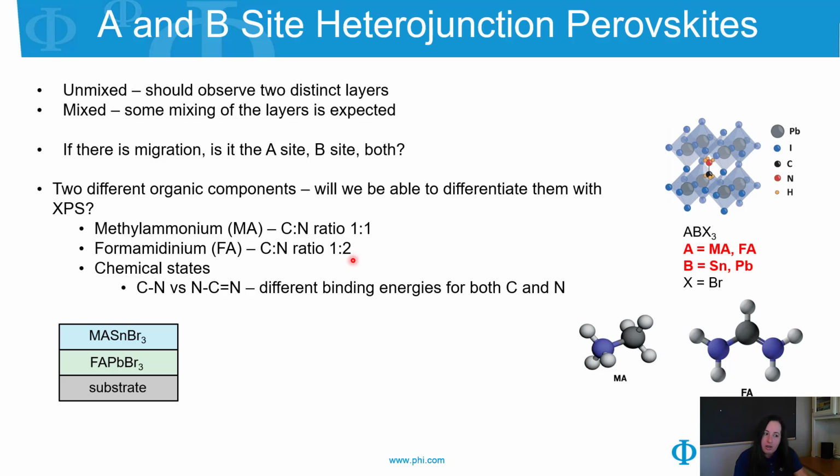In addition to the atomic ratios, we also have 2 different chemical state environments for both the carbon and the nitrogen. Carbon single bond versus carbon triple bond, or carbon bonded with 3 bonds to nitrogen. And these should produce different binding energies in both the carbon and nitrogen spectra.